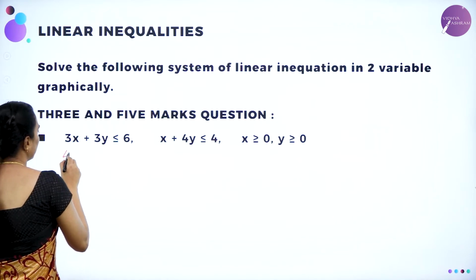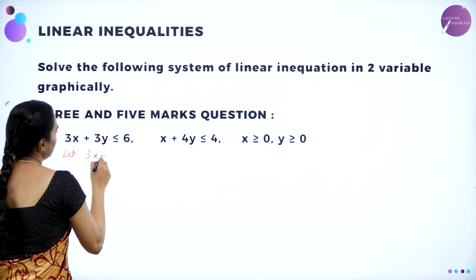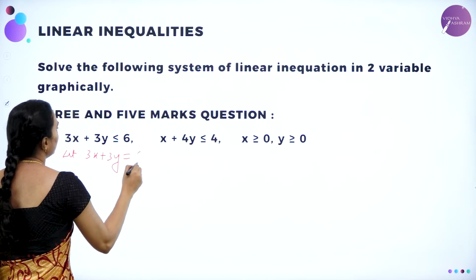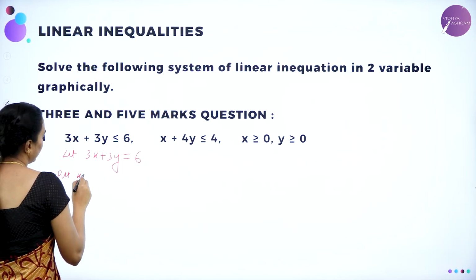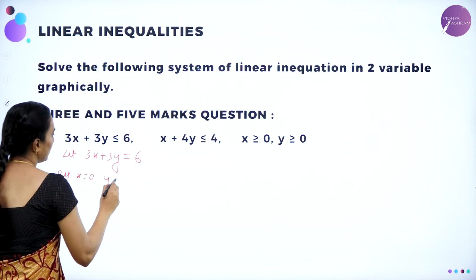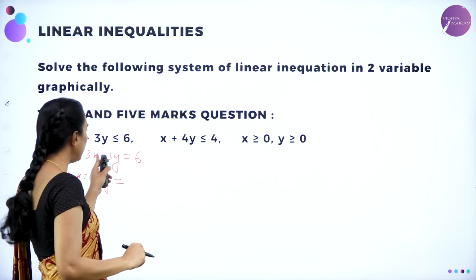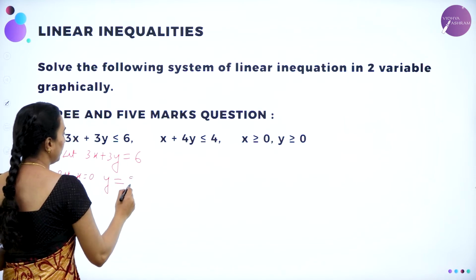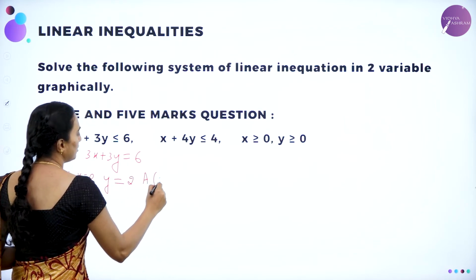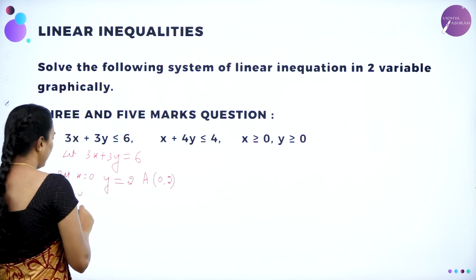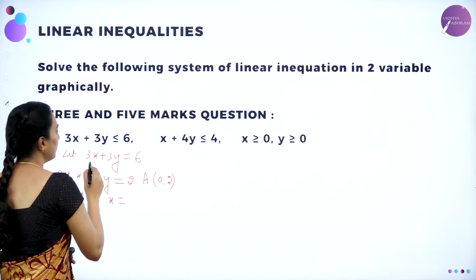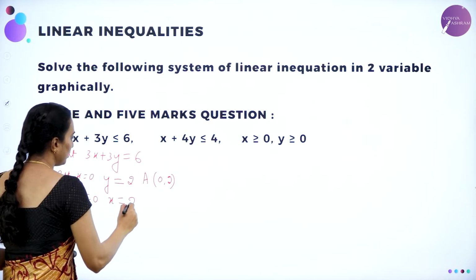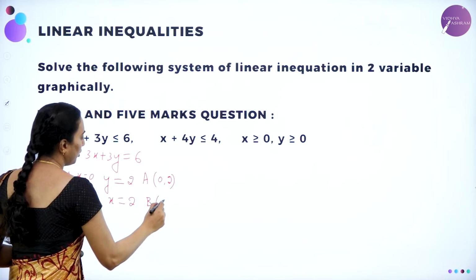So, let 3x plus 3y is equal to 6. Let me put x equal to 0. So what will y be equal to? If you put x equal to 0, 3y is equal to 6, y is equal to 2. So, therefore, A is the point (0, 2). And put y is equal to 0. What will x be equal to? x will be equal to 3 1s are 3, 3 2s are 6, so x is 2. So, B is (2, 0).